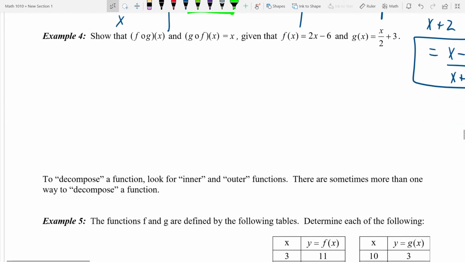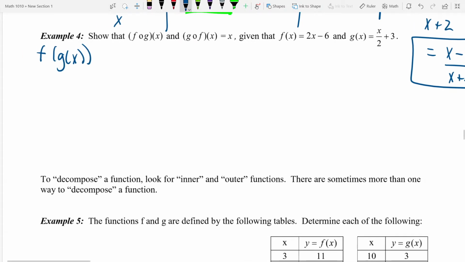Okay. Question 4. Everybody write f of g of x. Let's do that guy first. Take that g of x and replace it with what g of x is. So everybody go f of x over 2 plus 3.